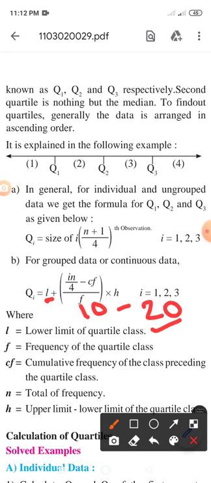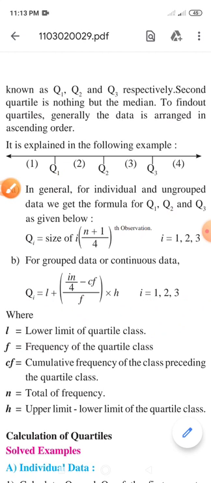So in this quartile class, 10 is the lower limit, 20 is the upper limit. So that is the lower limit of the quartile class. Next, F is equal to frequency of the quartile class. CF, that is cumulative frequency of the class preceding the quartile class.